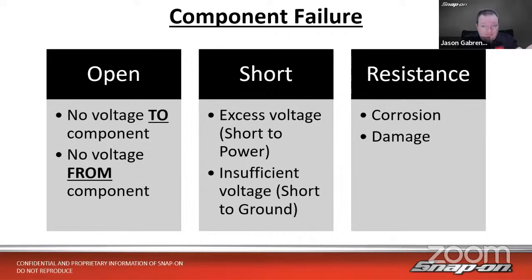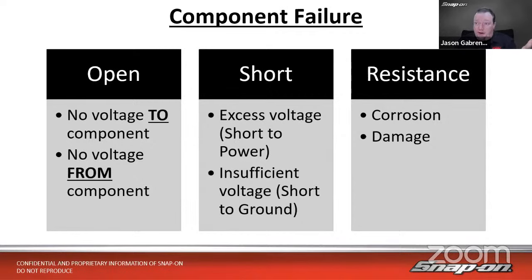We could have an open, which would be no voltage to the component. So maybe I need a 5-volt reference signal on this component, and there's a break in the line somewhere. It's not getting the 5 volts. Or we have no voltage coming from the component, an open on the output side of the component. So maybe it's supposed to send a variable signal back to the computer, and that line is interrupted somehow. So we get no voltage from the component, an open that way.